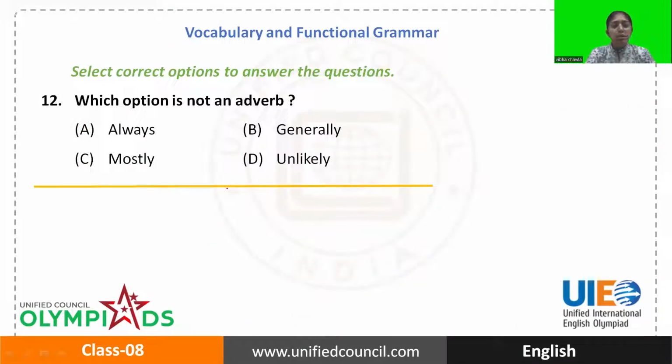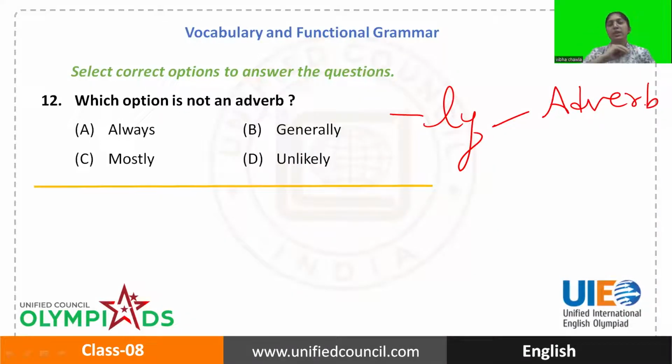Now next one is question number 12. Which option is not an adverb? Always, generally, mostly, unlikely. So see, I have seen a lot of students who believe that every word ending in ly is an adverb. Trust me, I have seen numerous students believing that, but it is not so. If you believe this, you will answer always, and that is incorrect. Always is an adverb. Generally is also an adverb. Mostly is an adverb. Unlikely is not an adverb. That's an adjective.